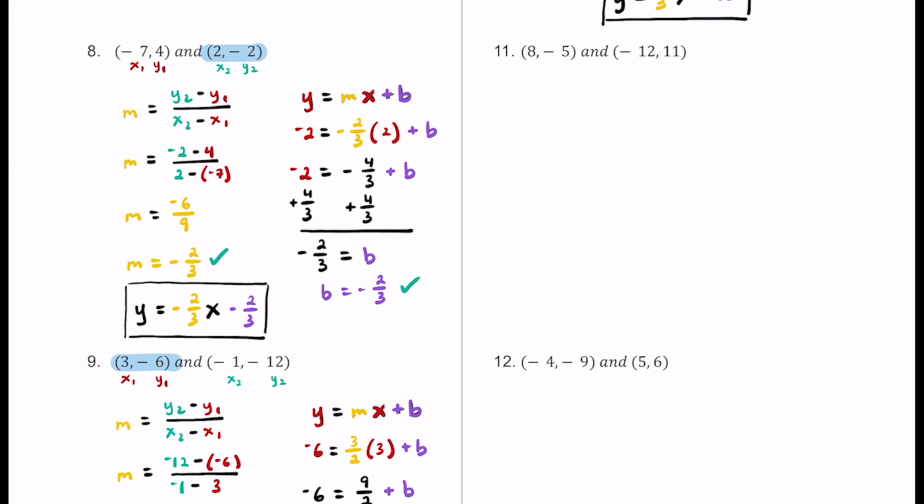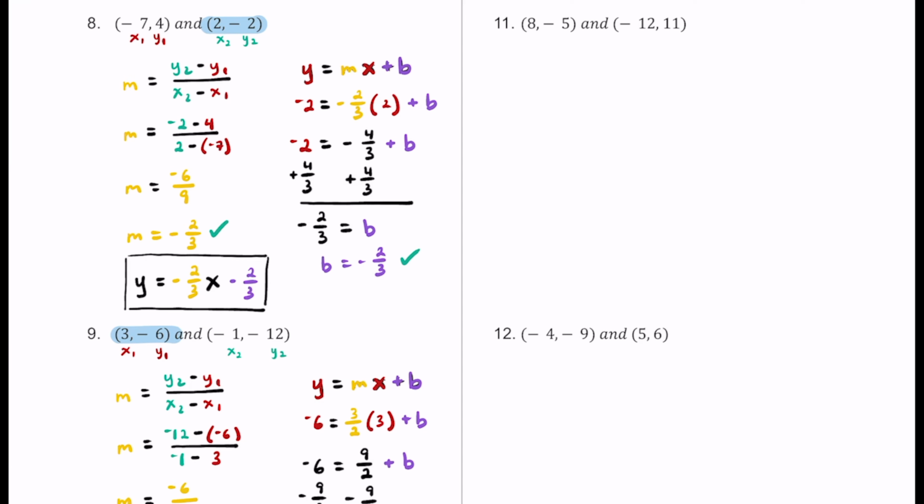All right, for number 11, it looks like we're in a similar situation here. We have 2 points and neither of them has a 0 for an x value, so we have to find the slope first. Here's our x1, y1, and x2, y2, and here's our formula to find the slope. Let's make some substitutions. So m is equal to y2, which looks like it's 11, minus y1. y1 is -5, so minus this -5. And on top of what's x2 minus x1, x2 is -12, take away x1, which is 8.